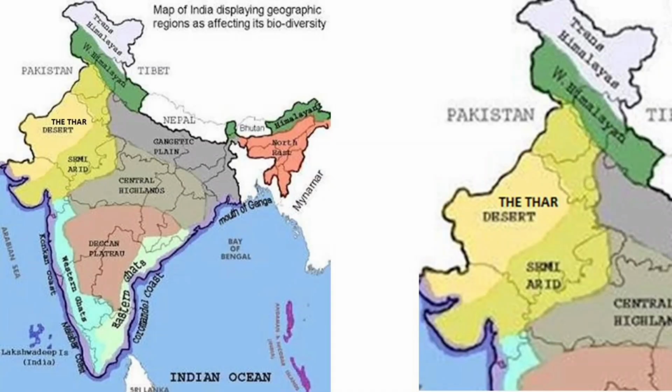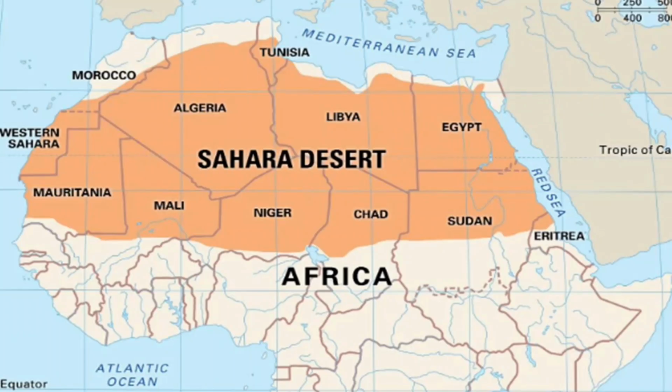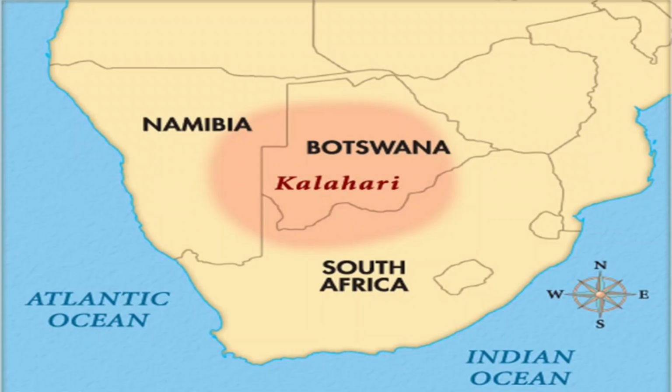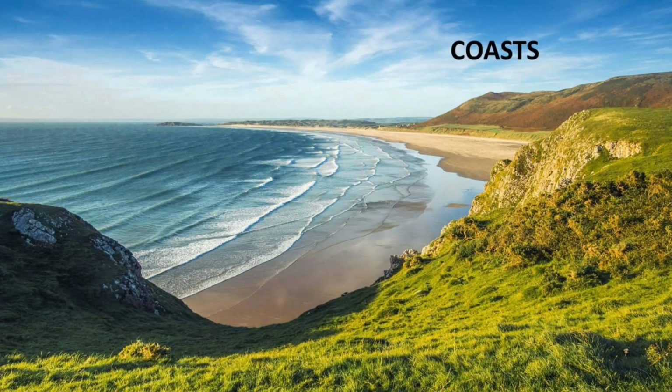The Thar Desert in India, the Sahara Desert in North Africa and the Kalahari Desert in South Africa are some of the important deserts of the world.